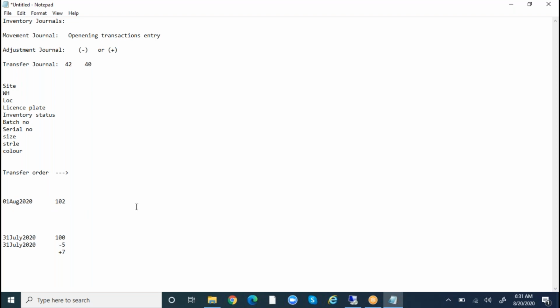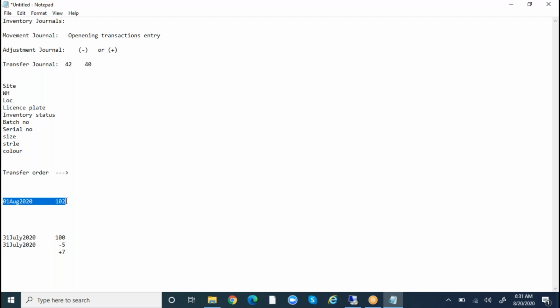For example, whenever we are posting that -5 +7, you always have to make sure the date is 31st July. That means a day before, right? Yes. Whenever you are generating a report from 31st July, it will show all the transactions. But if you are generating from August 1st, these calculations will be calculated as the final figure. Am I right?